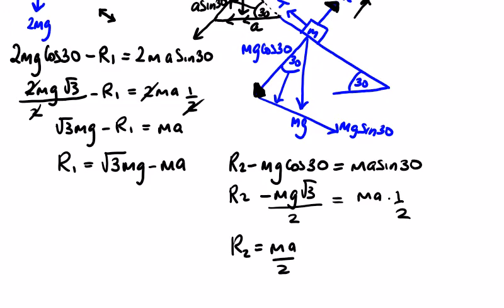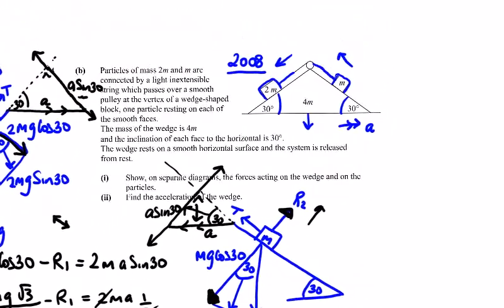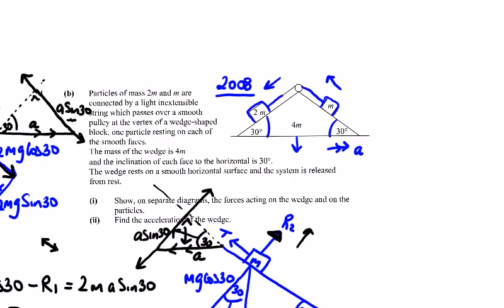And that will be bringing this over, we'll make it a plus root 3 mg over 2. Okay, so let's look at the wedge now. We have a couple of things going on with the wedge. Let's look at the tension first. Let's have a look at the direction that it's going in. Tension going down this way.